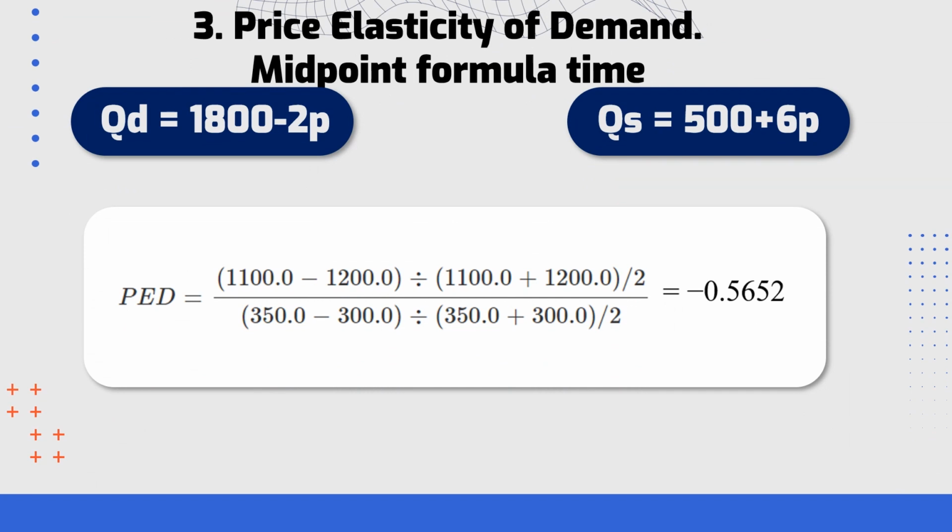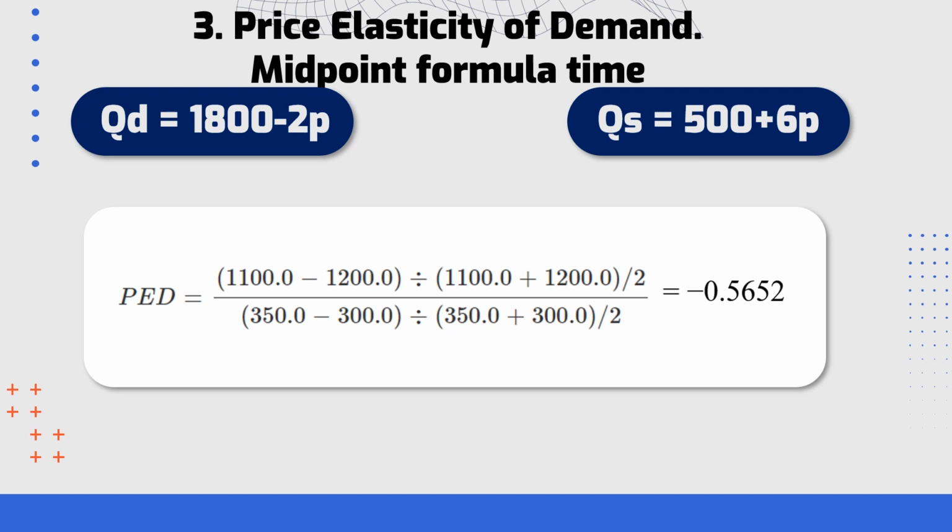So we need to insert all the received data into the midpoint formula. 1100 minus 1200 divided by 1100 plus 1200 divided by 2. It's an average value, ladies and gentlemen. Absolutely the same is with this line. So here we receive something which is called the elasticity coefficient.